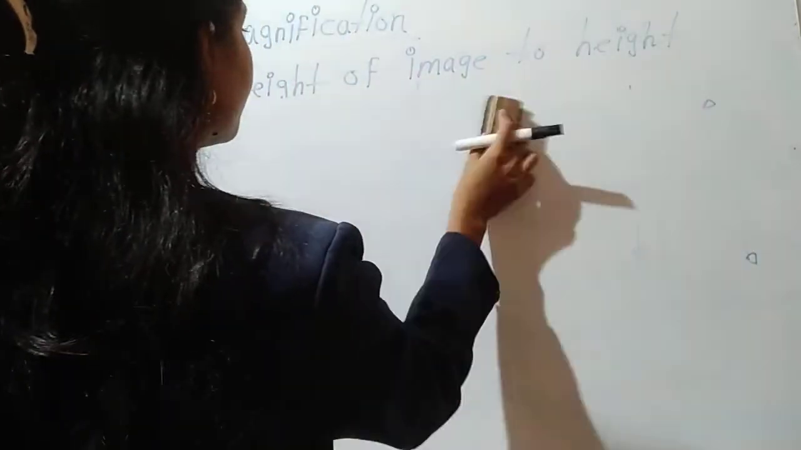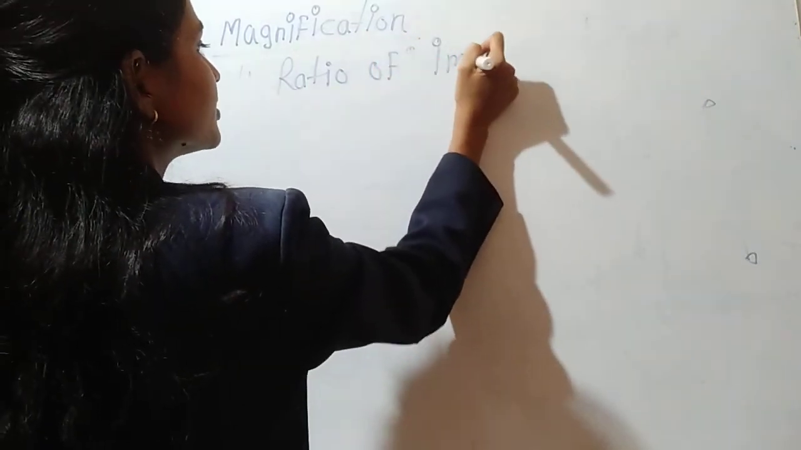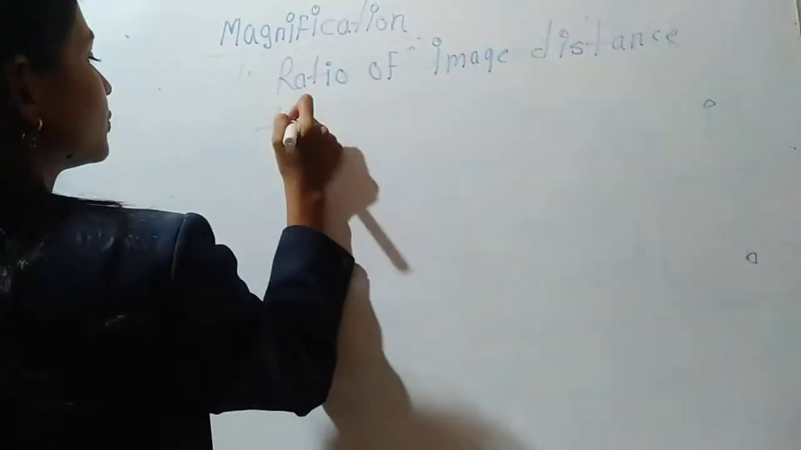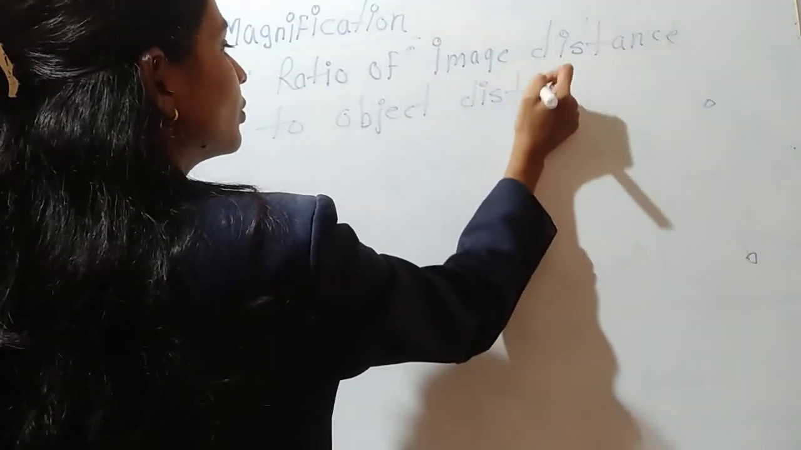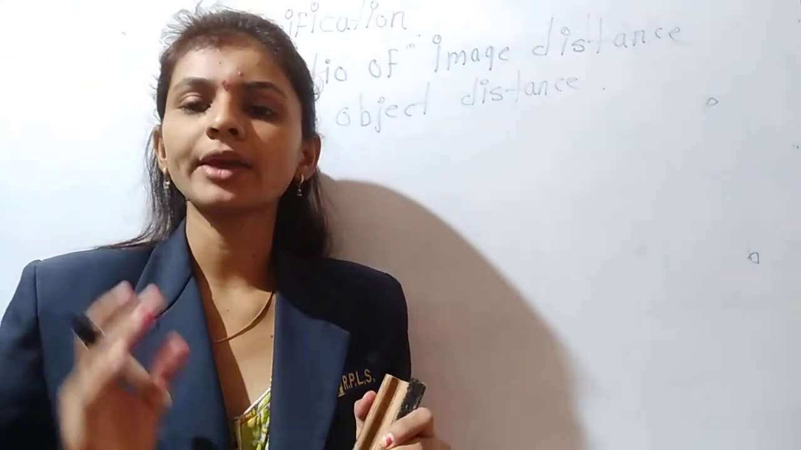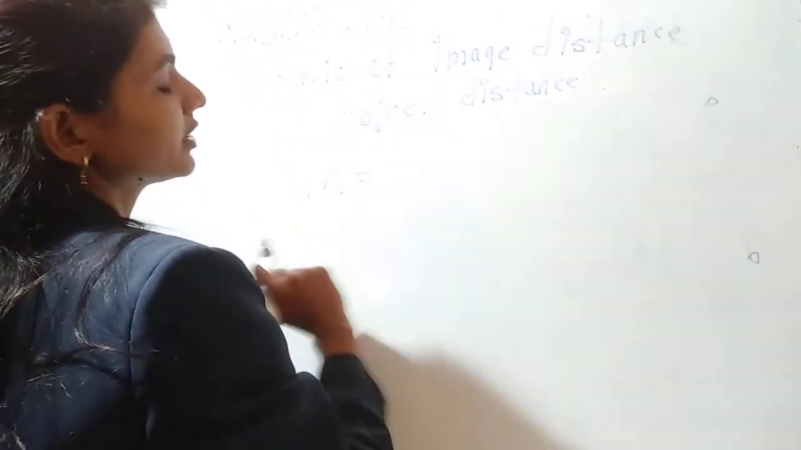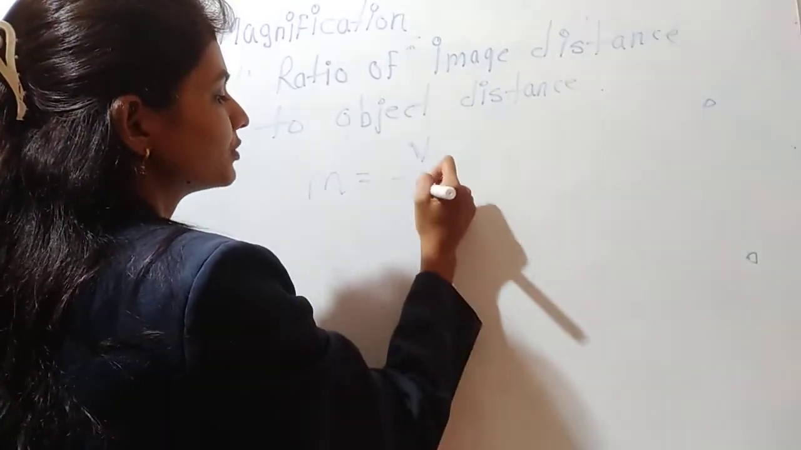So let us discuss that. Another formula for the magnification is the ratio of image distance to object distance. Here we have two formulas for the magnification. If we don't know the height, by using the distance also we can calculate the magnification. So here m is equal to image distance v, we calculate the image distance by using v, and the object distance u.